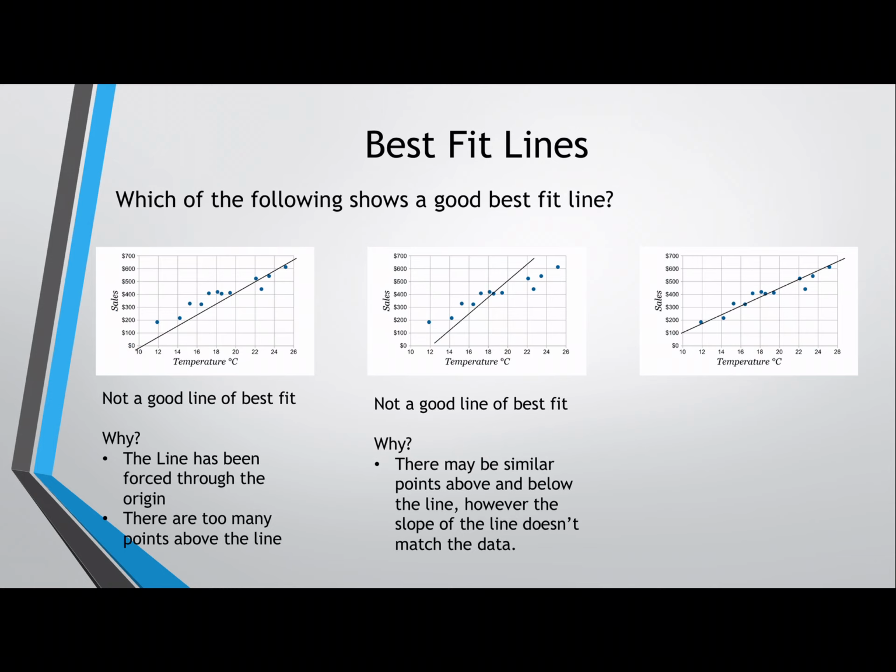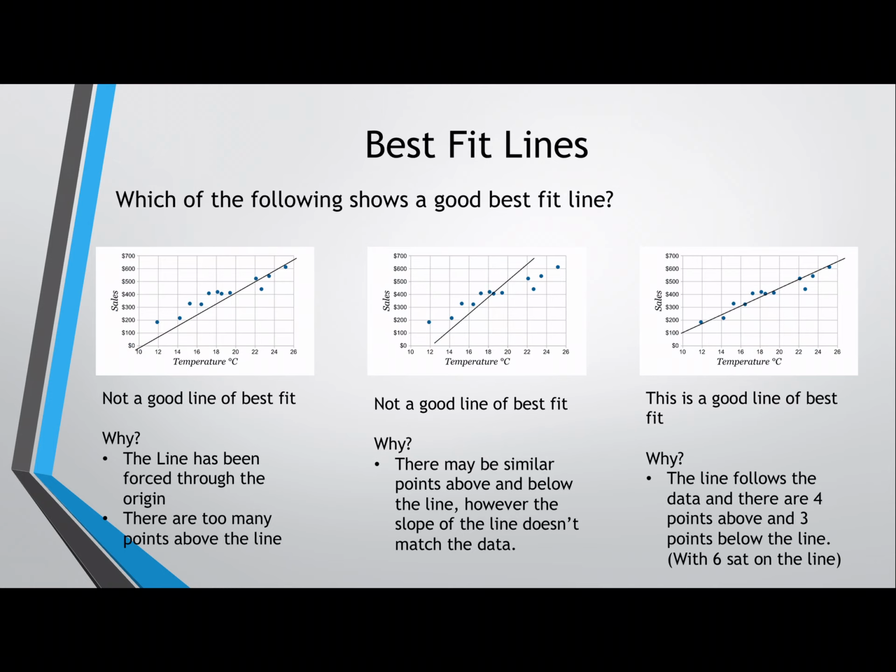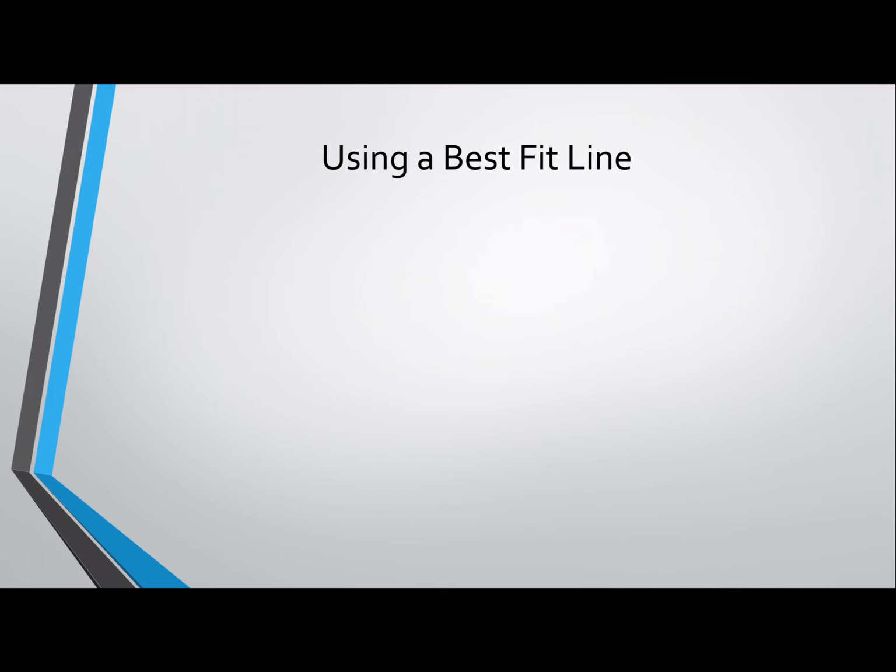So our last one, this is our good best fit line. And the reason being, the line follows the data. We have 4 points above it, 3 points below it, so that's roughly the same, and we have 6 points that are sat exactly on the line, or touching it a little bit. So that gives us our good best fit line there. So we need to make sure that we're following the information as we go and trying to make it as good a best fit line as we can.